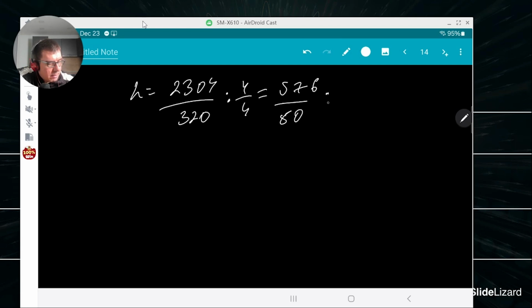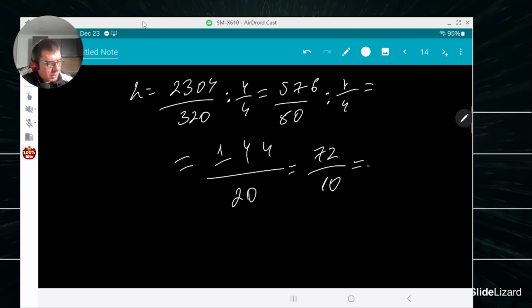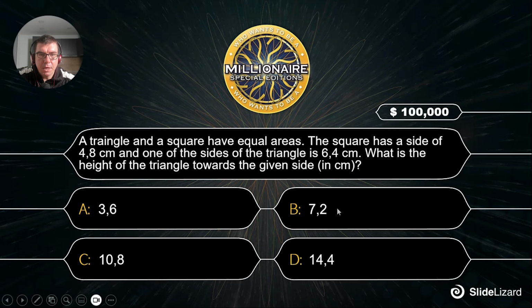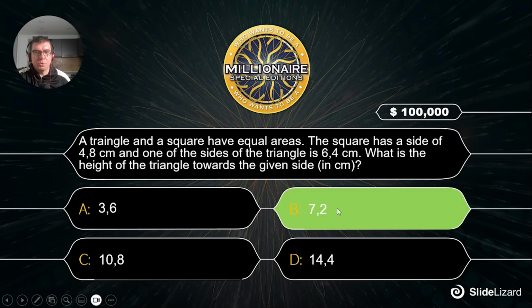Again by 4. 5 divided by 4 is 1 with a remainder of 1. 17 divided by 4 is 4 with a remainder of 1. 16 divided by 4 is 4. 144 over 20. Reduced by 2, 72 over 10, which is 7.2. And that is the answer. Do we have this answer? B, 7.2.